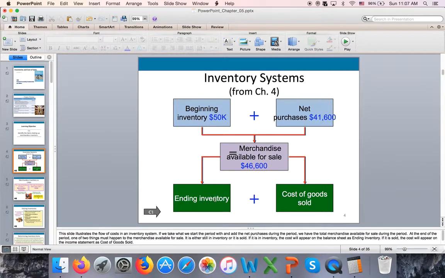Sometimes your ending inventory is going to be higher, sometimes lower. And that will impact your balance sheet, and that will also impact your current ratio. So if one company is using FIFO and another company is using LIFO, you shouldn't be really comparing those two companies' financials, because you're comparing apples and oranges.